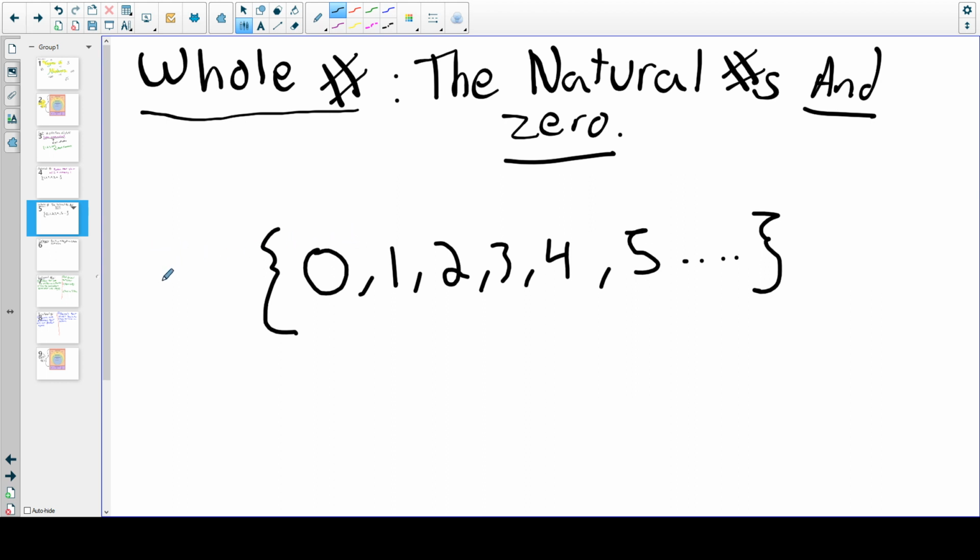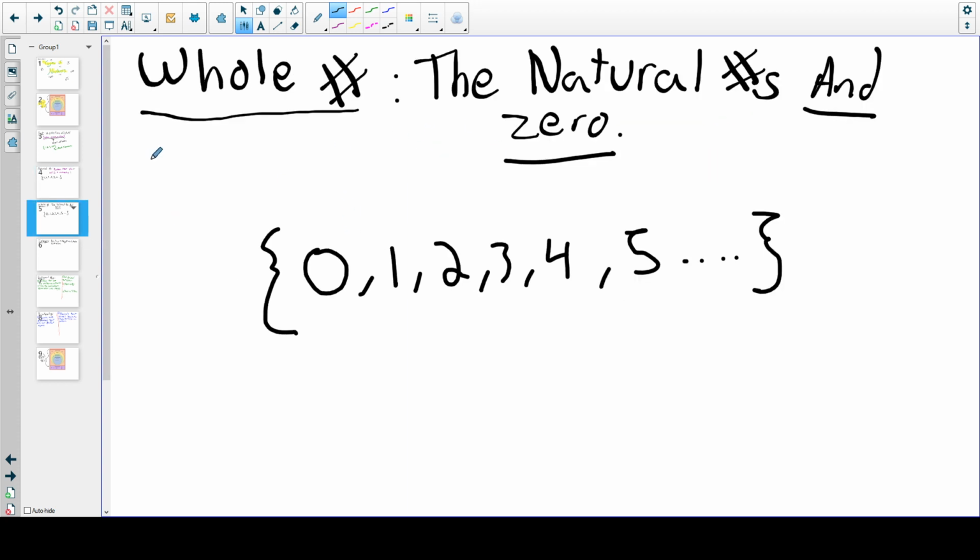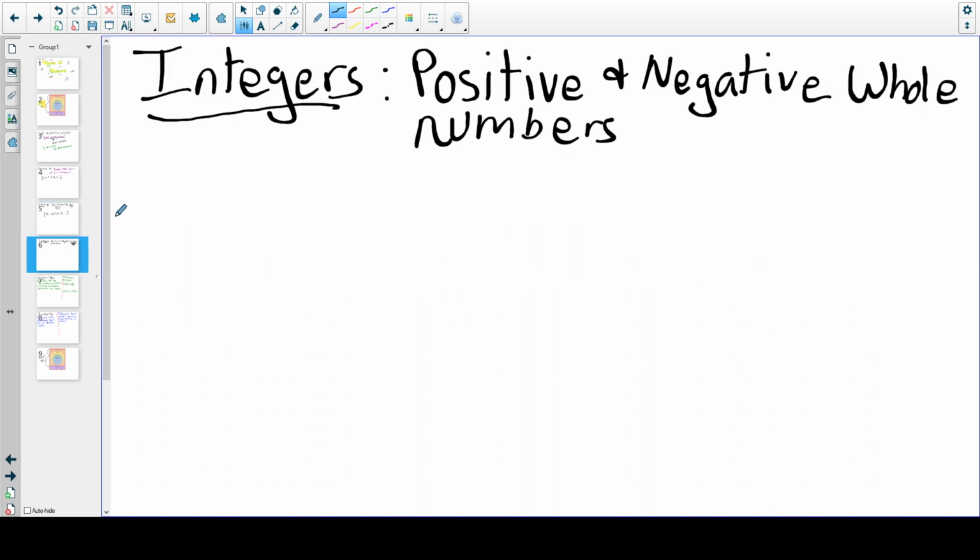Now, if you notice, we're building on these ideas. Natural numbers start with 1 and go on infinitely. Whole numbers are another set of numbers that now starts with 0. Now we're up to integers. Integers we're going to see throughout the entire year. Integers are positive and negative whole numbers. So if we think of a number line, let's see if I can do this.